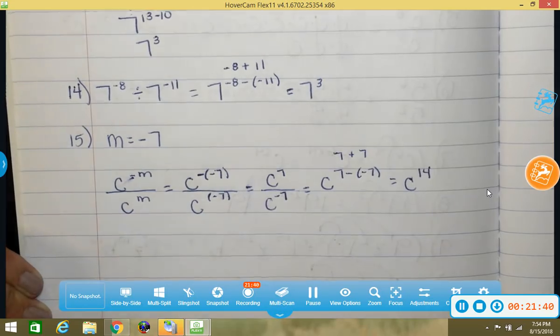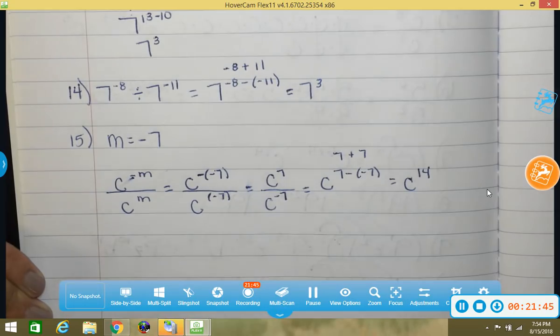Okay, so I hope this gives you a little extra practice and a look at some of the more multi-step exponent rules problems.